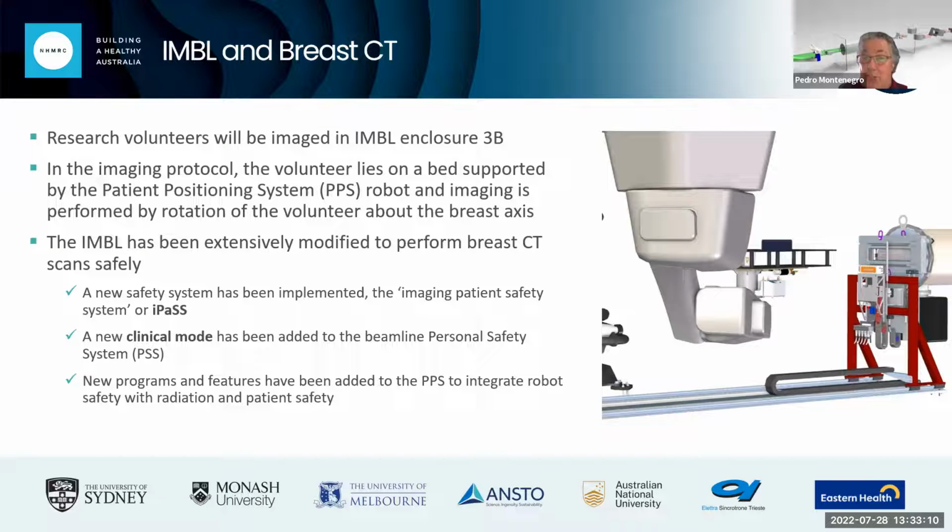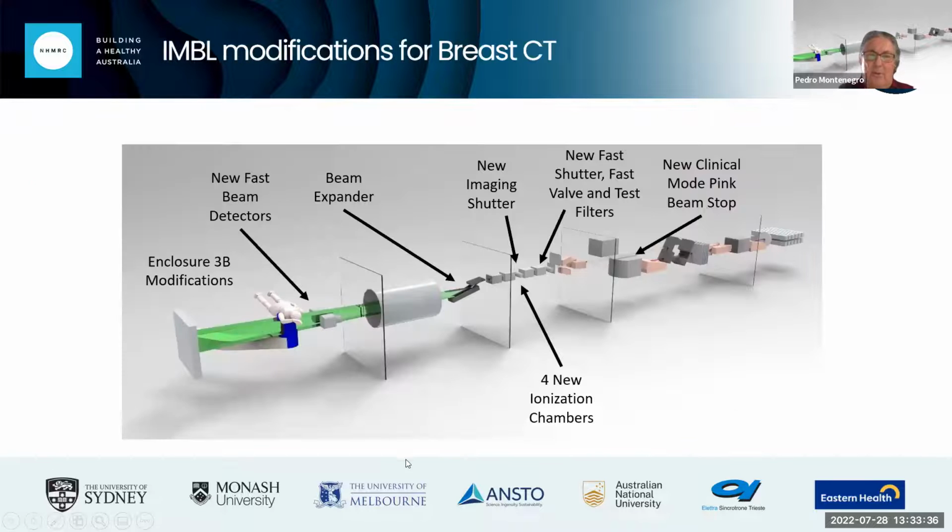And every time you make changes to something such as the PSS, in the case of the IMBL, it takes 3 days to revalidate the safety system. So we had to add a lot of new programs and features to the PSS, and they had to be added to the PPS so that we could integrate the robot safety with the radiation safety and the patient safety. So let's have a look at what happened to the beamline.